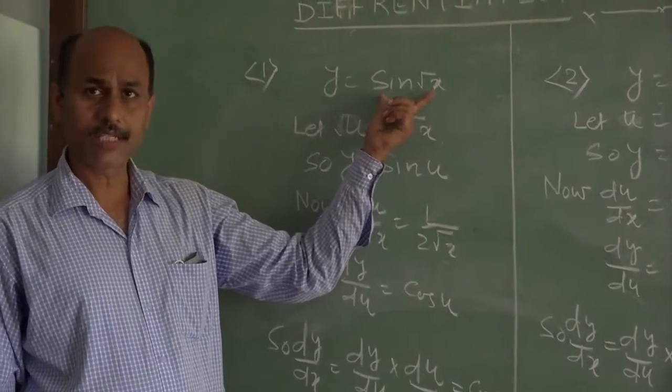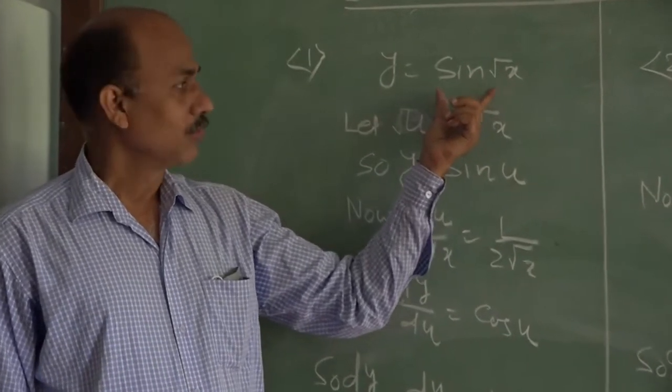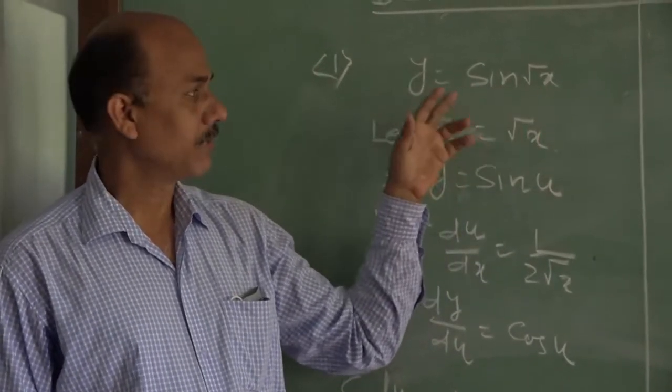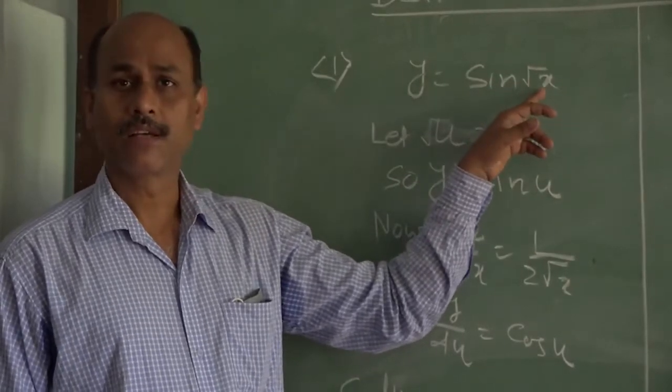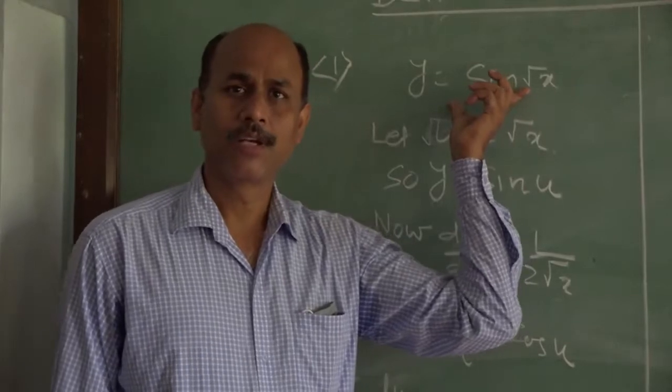You know this is not the standard form. Your standard form is y is equal to sine x. So one is sine and then some angle should be there. It should not be in the form of two functions. So you have to convert this into the standard form.